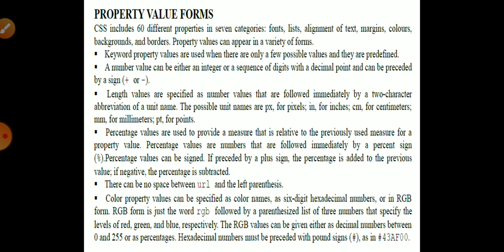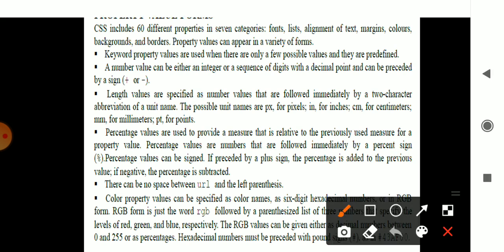Here in the property value forms you can consider any of the properties. For example, it may be a keyword property. I give a keyword, for example font is a keyword which is used for the font variables. It may be the text part, the size part, the color part, but you have to specify the keyword, that is font. It is important that each and every part is predefined with a keyword.